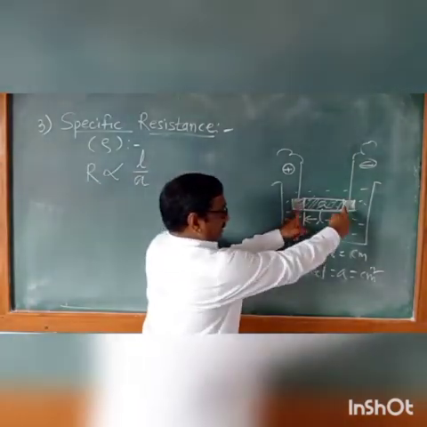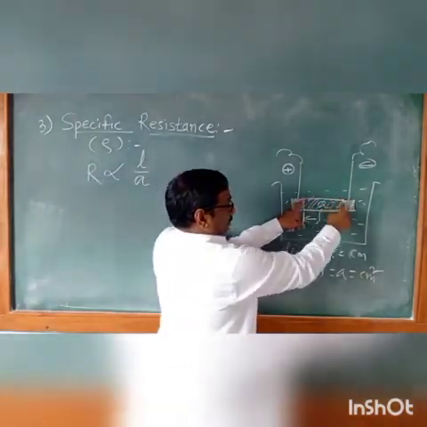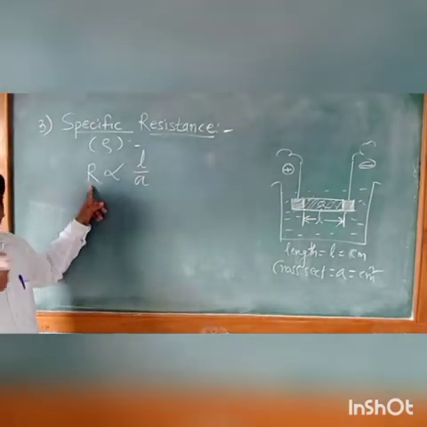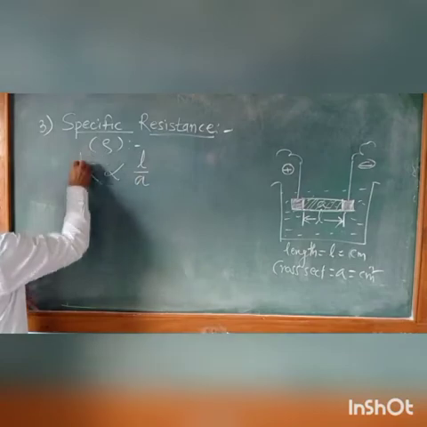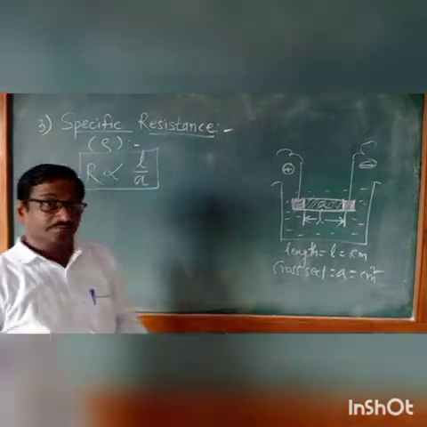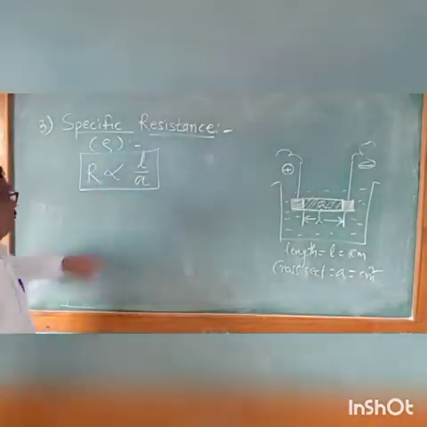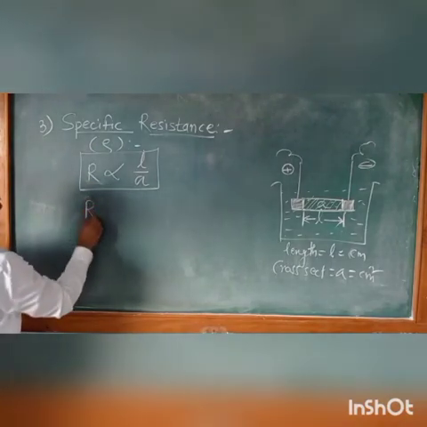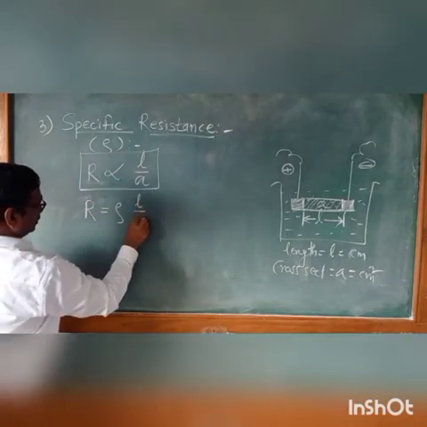Remember, this is the length between two electrodes, the length of the conductor. A is the cross-sectional area of that uniform conductor. So the resistance of that uniform conductor is directly proportional to L and inversely proportional to A. Very, very important equation. Remember it. Now to remove this proportionality sign, you can write R is equal to rho into L upon A.